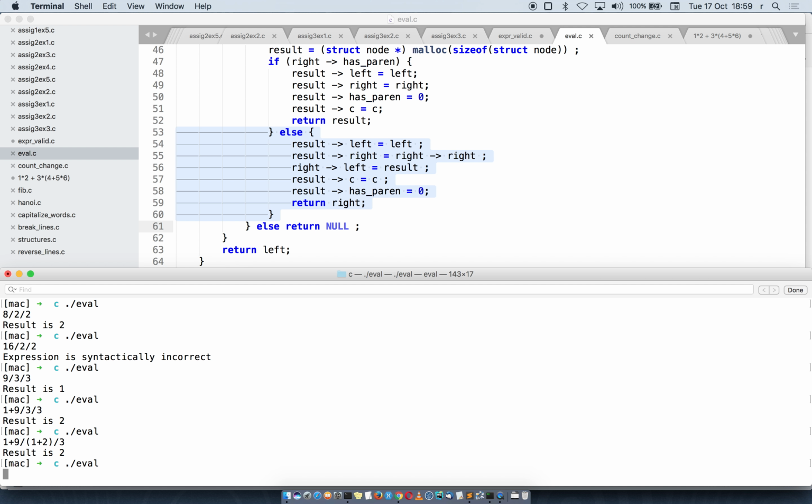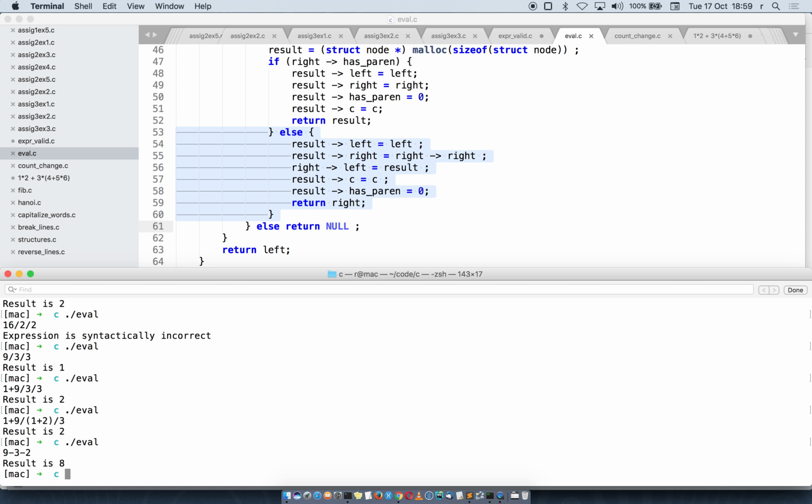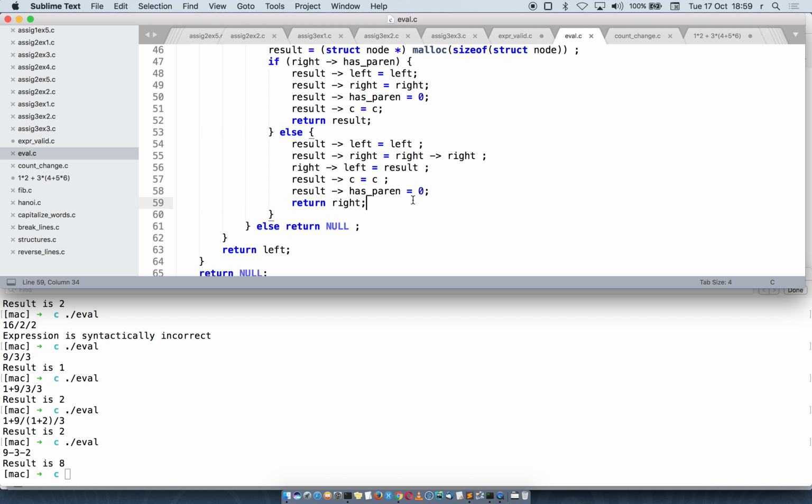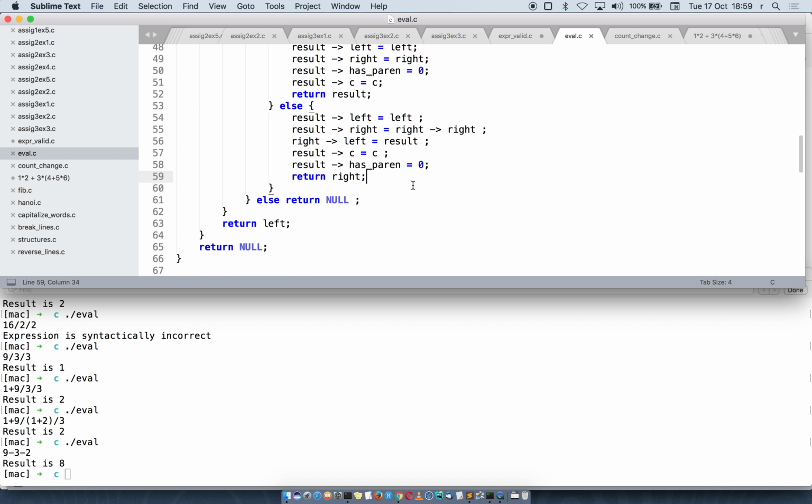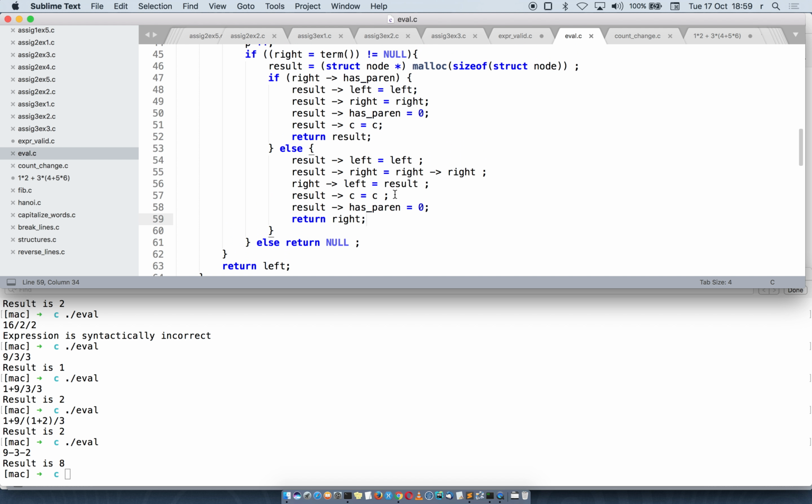We haven't sorted out the subtraction. 9 minus 3 minus 2 is still 8, right? So we're going to apply the same thing for the next level. Okay, is this okay? Some of you are looking very puzzled. Is this okay?